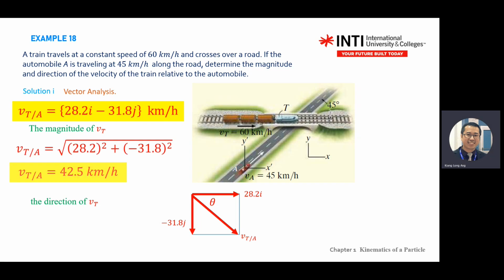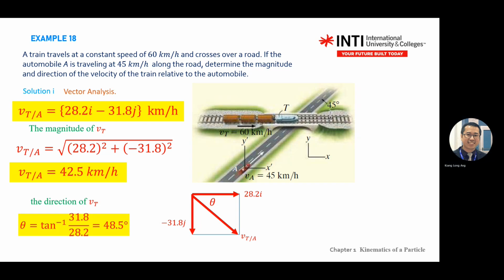You should be able to find the resultant vector and the angle. Use trigonometry; in this case, you use tangent. You inverse the tangent and get 48.5. When you solve this kind of question, remember to give the diagram, draw it in your solution, and mark where your theta is. Any questions for example 18? Good.